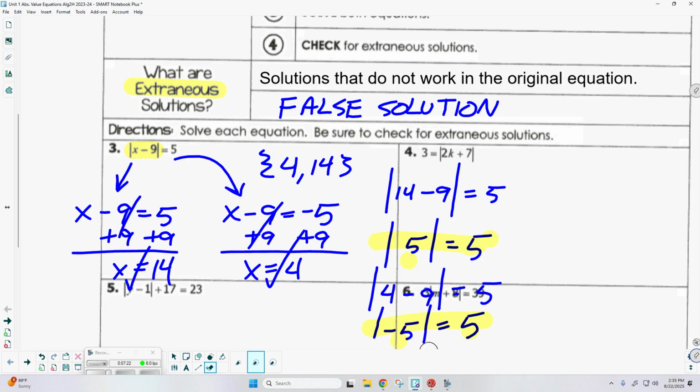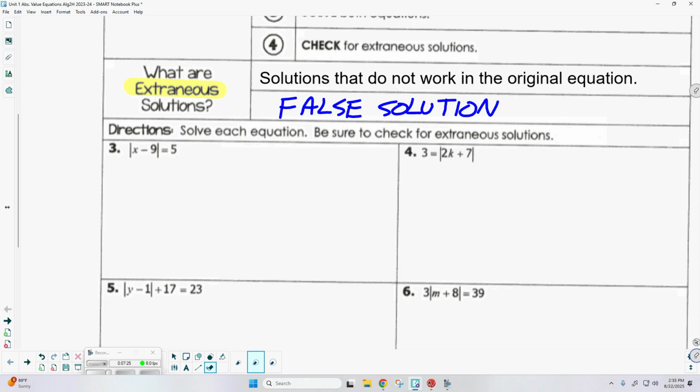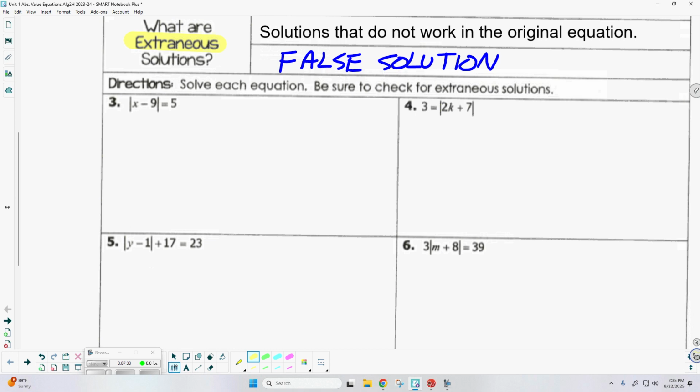Okay, well, let's try another one here. Okay, number 4, 3 equals the absolute value of 2k plus 7. Okay, let me get back to my pen. Okay, so there is nothing to isolate. The absolute value bars are already by themselves. What's my first equation? What's the one thing I'd drop for the first one? Just get rid of the bars. So 3 is equal to 2k plus 7. Okay, that's my first equation.